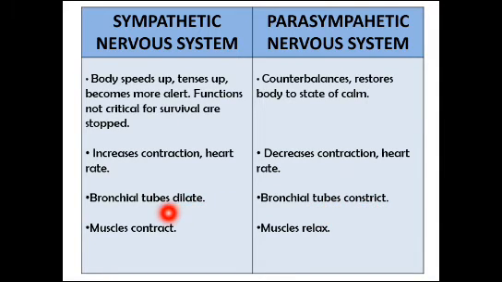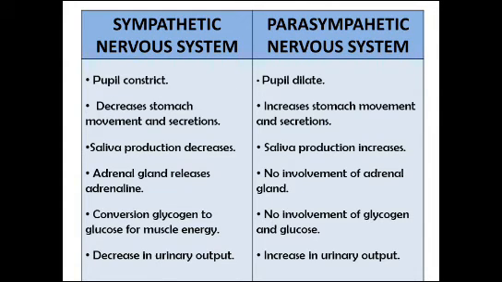Then on the musculoskeletal system, the muscles contract in the sympathetic nervous system because the person has to make himself ready for the action. Like when there is a lion in front of you, then you have to run. So for running, the muscles need to contract. So in the sympathetic nervous system the muscles will contract, and in the parasympathetic nervous system the muscles will relax. Then coming to the pupils. In the sympathetic system, the pupils constrict, and in the parasympathetic system the pupils dilate.